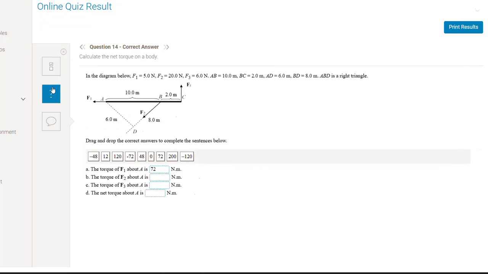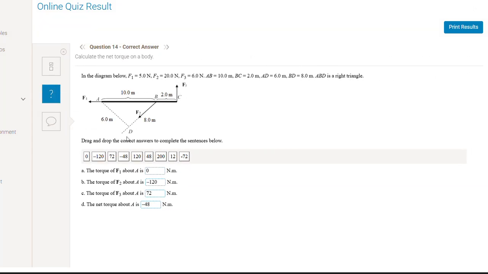Yes. Alright, question 14. Now, when you look at this diagram, don't panic. It's easy, it's simple. All you need to know. Now, if you realize here, they all said about A, so A is your axis of rotation. This is your fulcrum. Let's take force 1. Where is force 1? Force 1 is here. If you extend it, the lever arm intersects A, so it's 0. We all know that.